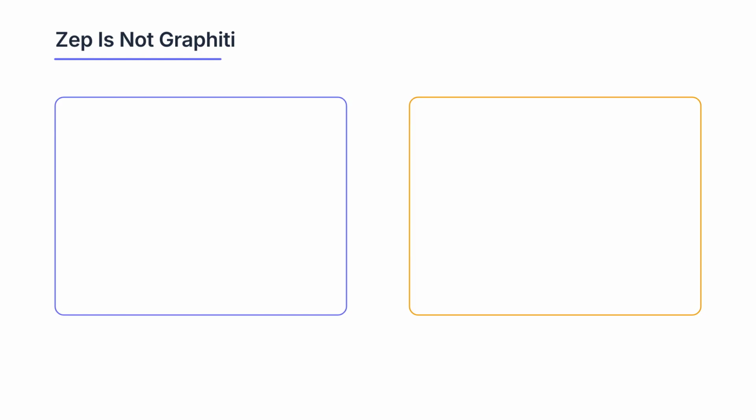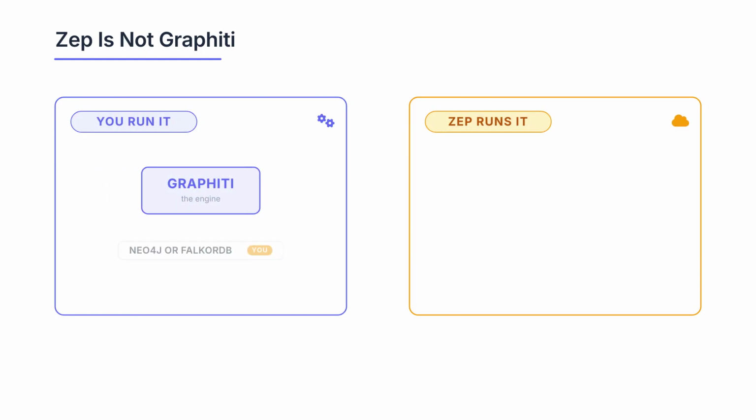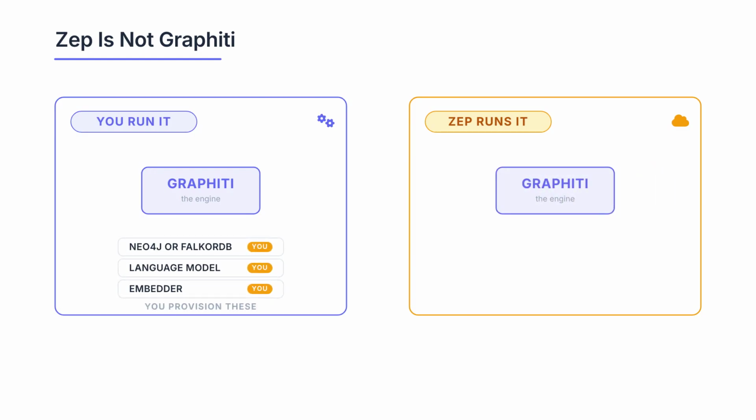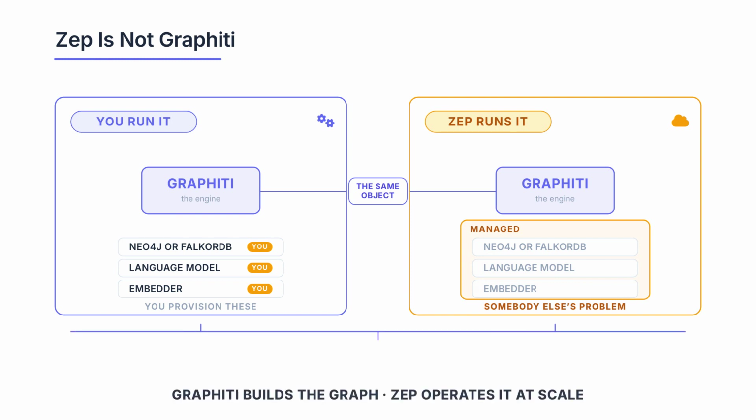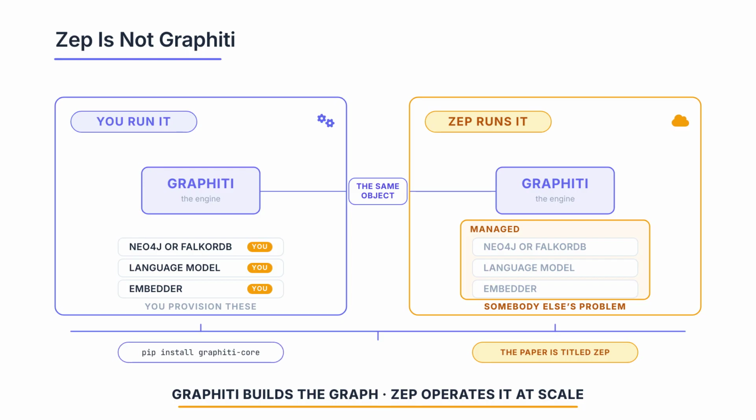Now the name confusion, because it catches everybody. Zep is not another word for Graphiti. Graphiti is the engine, the open-source library you run yourself. Zep is the hosted service built on top of that engine, where somebody else runs the database, the extraction workers, and the governance. The tidy way to hold it: Graphiti builds the graph. Zep operates it at scale. The paper we are about to quote is titled Zep. The thing you pip install is Graphiti.